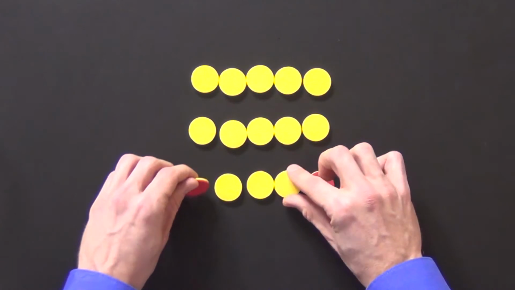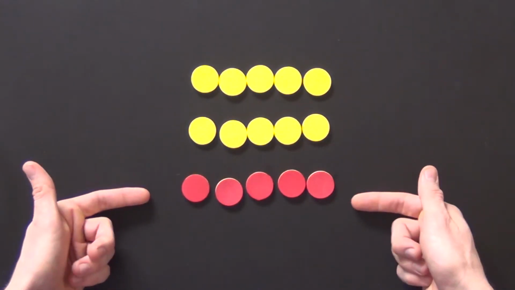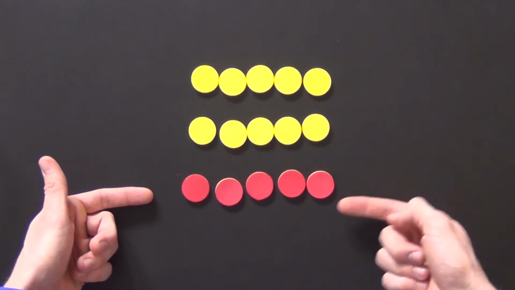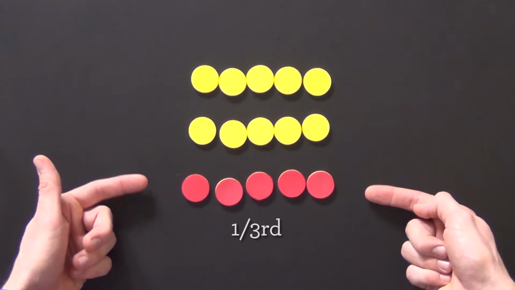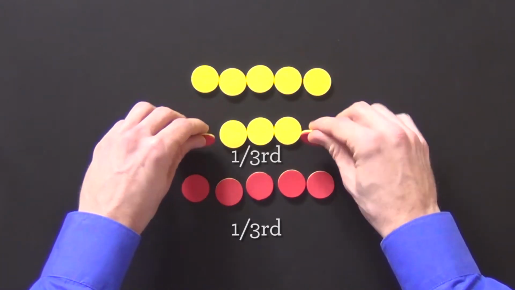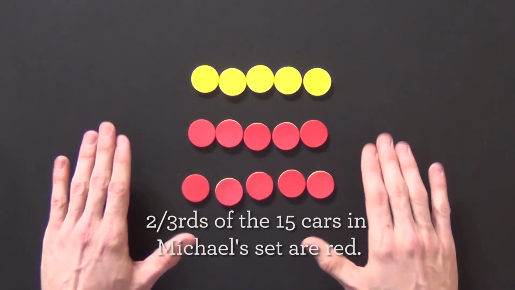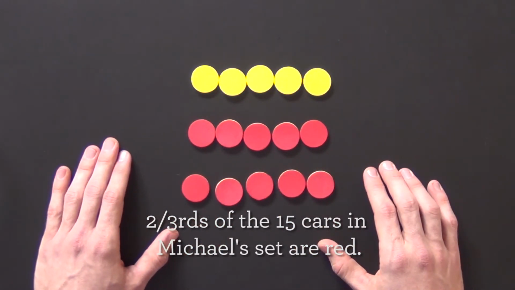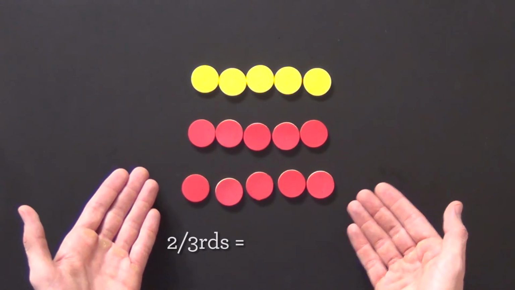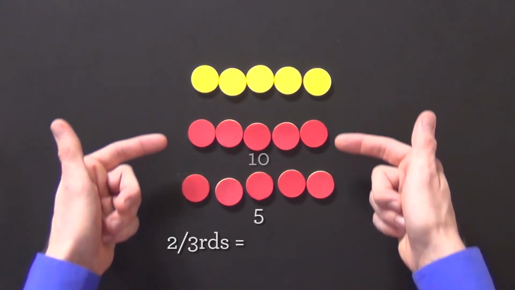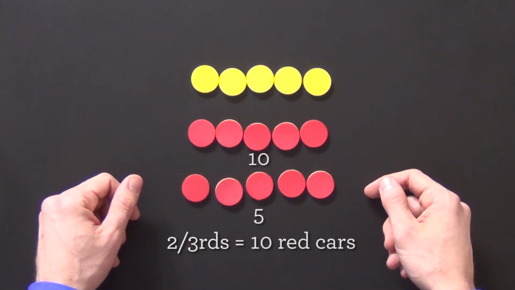Since I know that 2/3 of the cars are red, I can show 1/3 being red and then count another third, which means that 2/3 of the 15 cars in Michael's set are red. I need to know what 2/3 is, and 2/3, 5, 10, is 10 red cars.